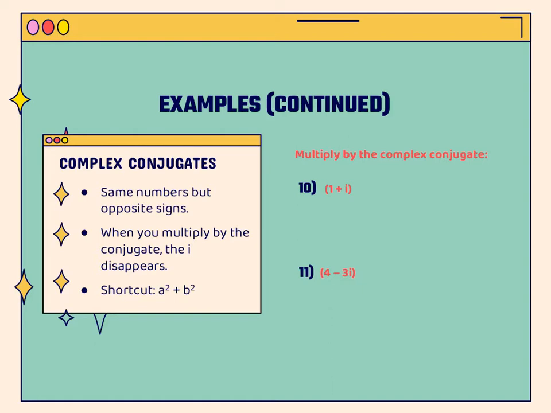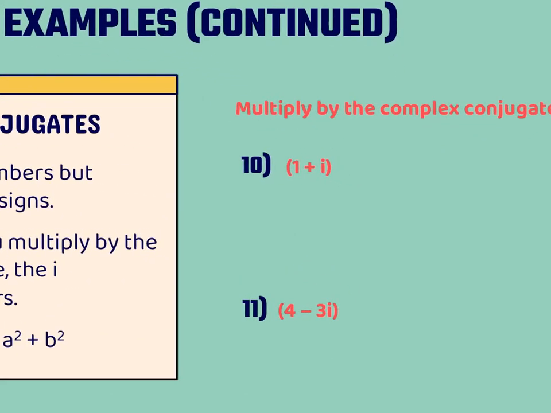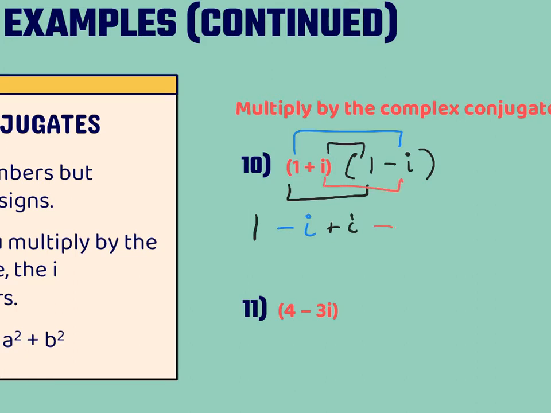So again, the conjugate is going to have exactly the same number and the i, but I'm changing the sign that's in between. If it's originally a plus sign, the opposite would be a subtraction. Now I'm going to do the whole FOIL, but as you're going to see, the outer and the inner are going to cancel. So first is 1 times 1, outside, negative i, inside, positive i, and then finally last is negative i squared. The inside and the outside cancel out.